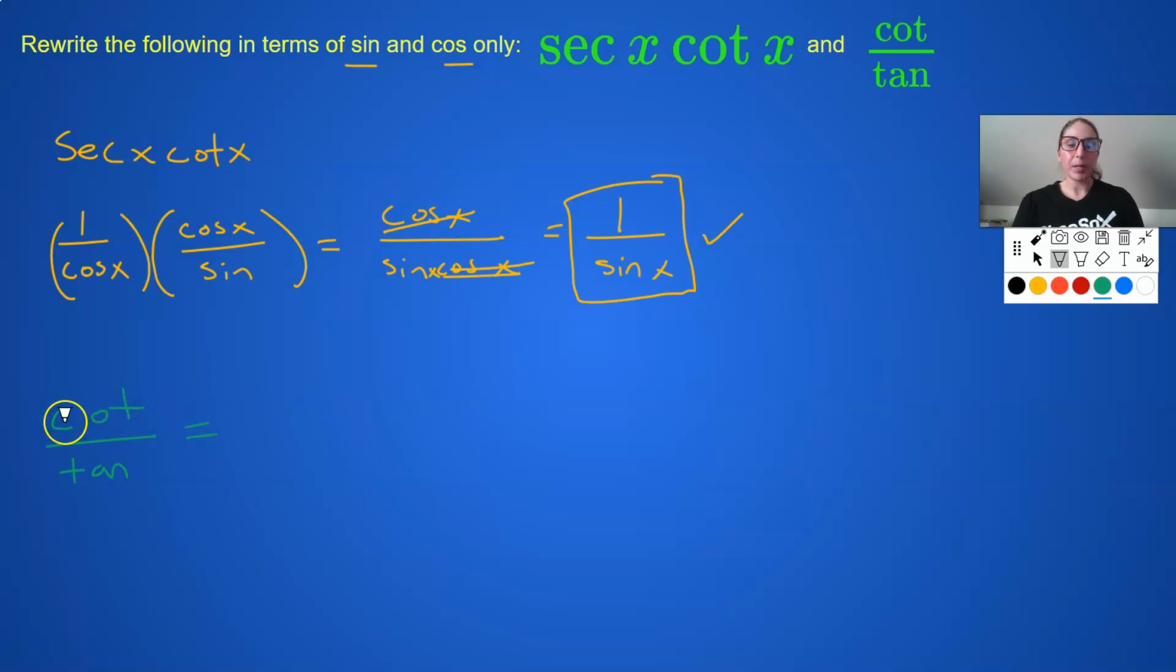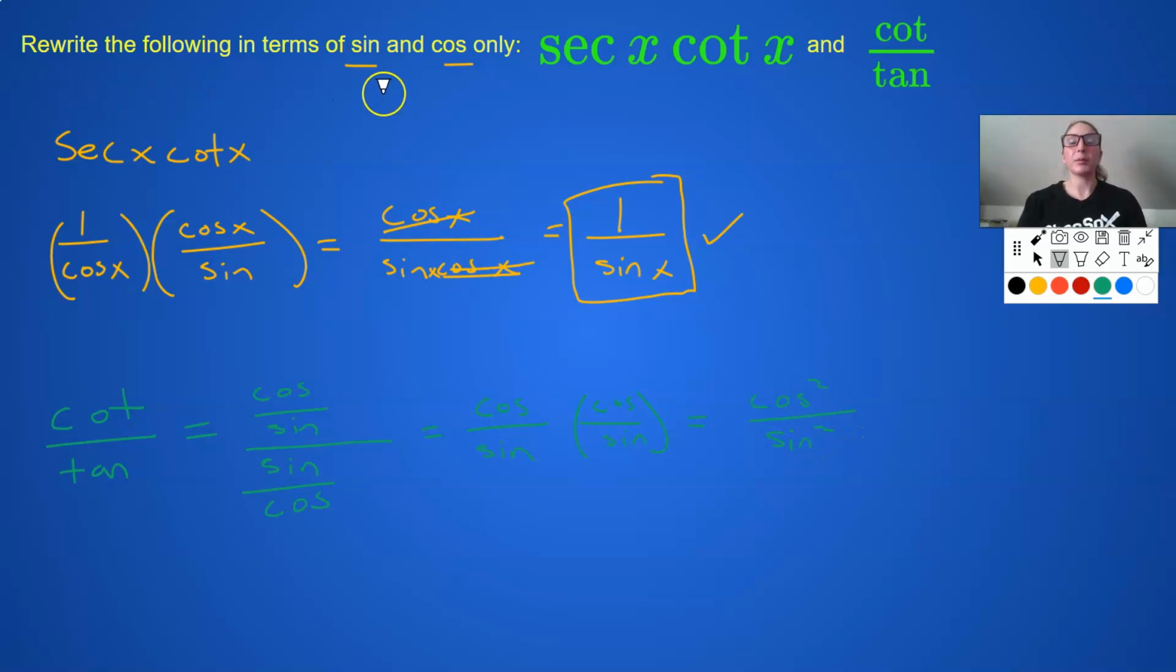So cotangent, what do I know about cotangent? Same thing that I already knew: that is cosine over sine. What do I know about tangent? From the ratio identity, I know that tangent is sine over cosine. Dividing by a fraction is the same as multiplying by its reciprocal. So let me take my denominator and flip it, cosine over sine. Multiply straight across the top, straight across the bottom. So I have cosine squared in the numerator, and I have sine squared in the denominator.